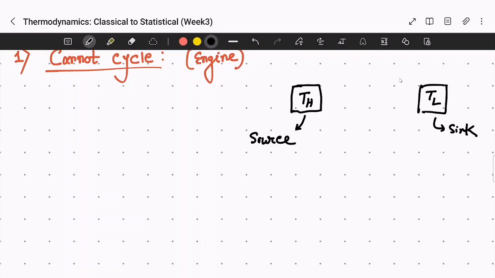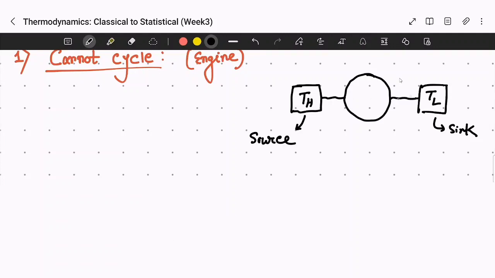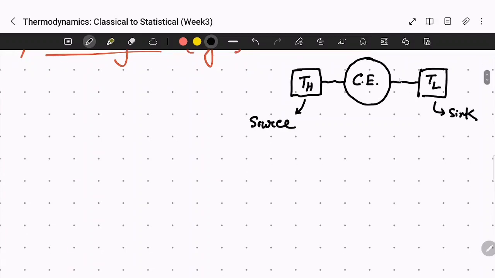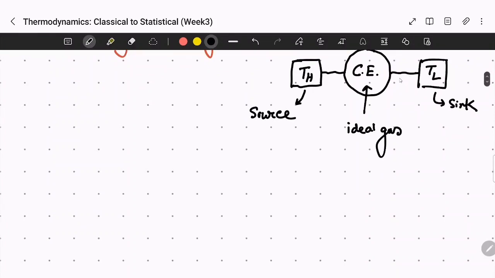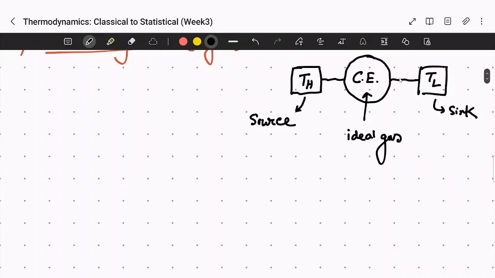Now let's say we are connecting these two reservoirs through an engine. This engine is basically the Carnot engine. So how is this Carnot engine designed? We have to understand that first. The Carnot engine basically involves an ideal gas, because it's the ideal engine. So the ideal gas is filled here, and using this ideal gas we can perform various thermodynamic processes.